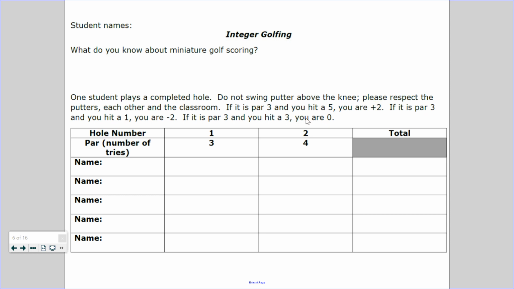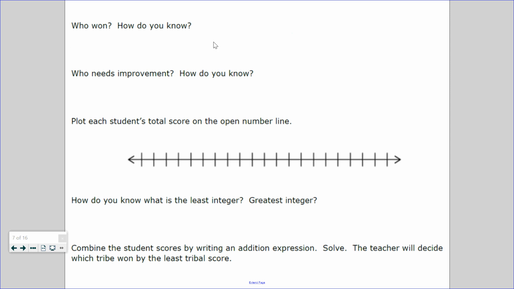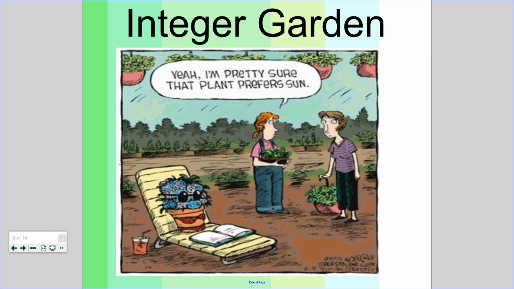So we would do that, and then we would see who won and who needs improvement, and you have to prove to me how you know who won. Remember, in miniature golf, the person who wins has the least score, and the greatest score is the person who needs improvement. Then I would like you to plot them on a number line to see if you understand it. Remember, a number line goes from least to greatest. Then we'll combine each student's score so we can see which team won. That's one rotation. Then you'll be doing the second rotation.